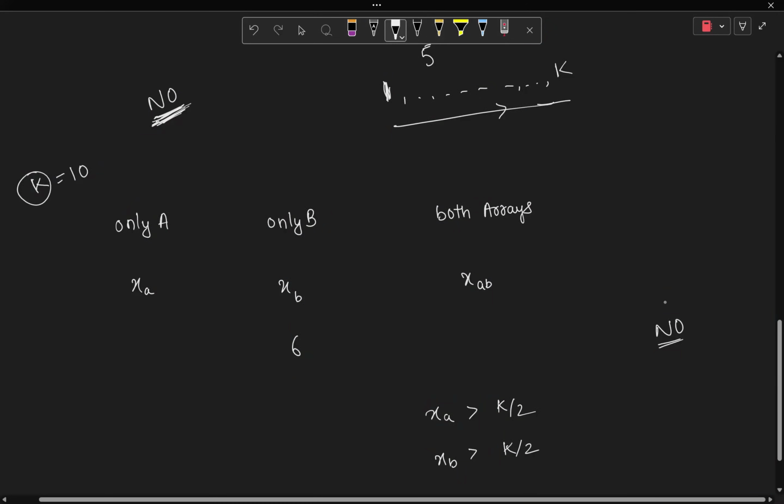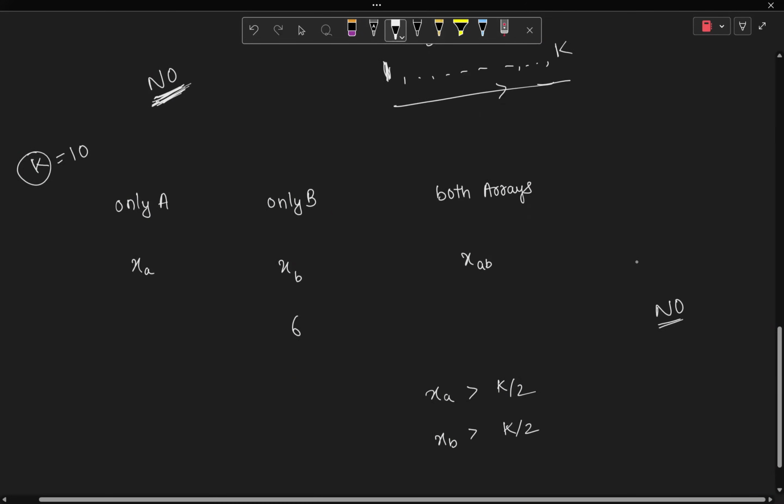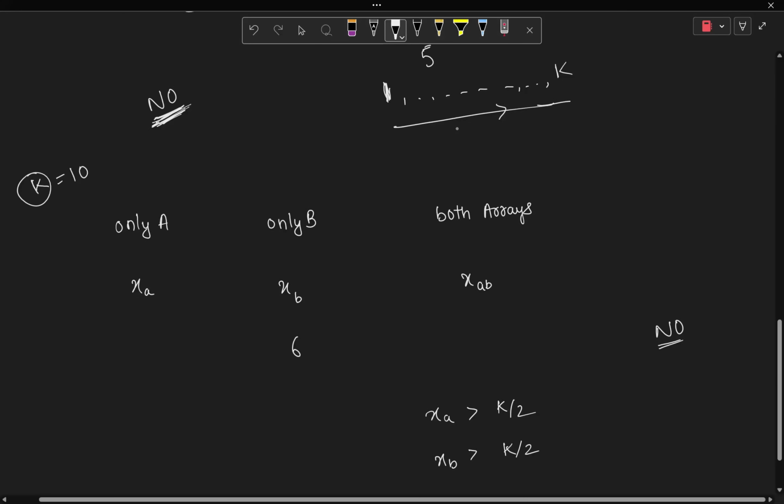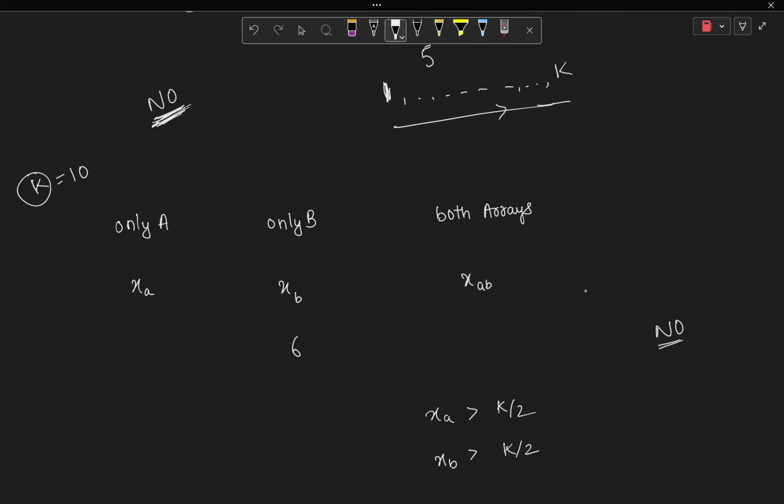Does it make sense? That if there is even a single element in the range from 1 to k which I cannot pick up, then I will have an answer no. This is something I already knew.